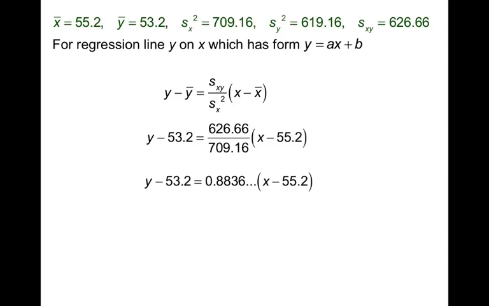If we do this calculation first on our calculator, we get this. Okay, the little dots there are to say that I haven't put down the full calculator value, but I still have the calculator value. And the next thing to do is to take that and multiply it by x, and that and multiply it by 55.2. So we end up with y minus 53.2 is equal to 0.8836, I still have the value in the calculator, minus 46.12.